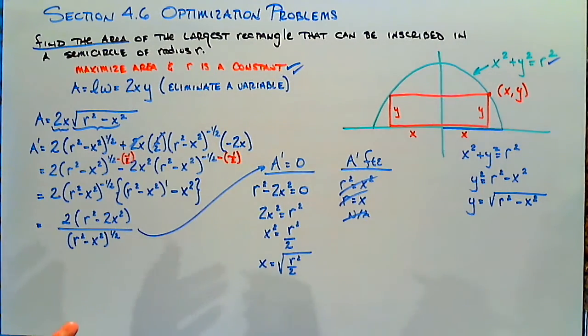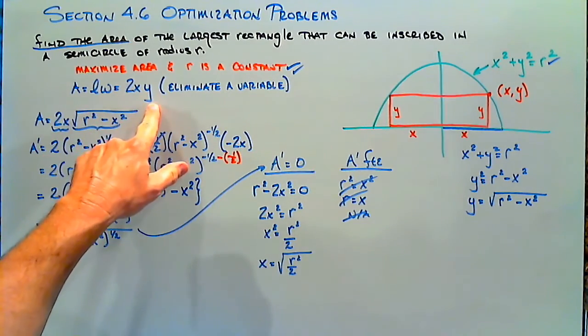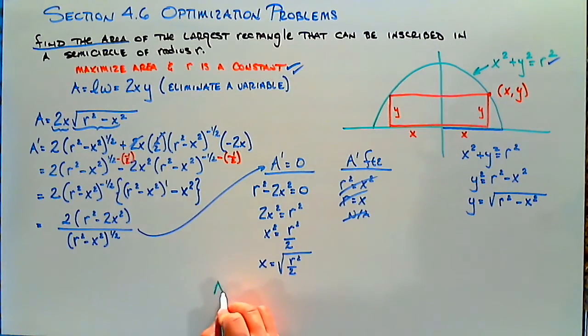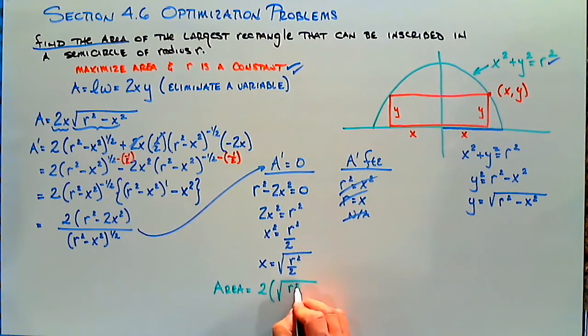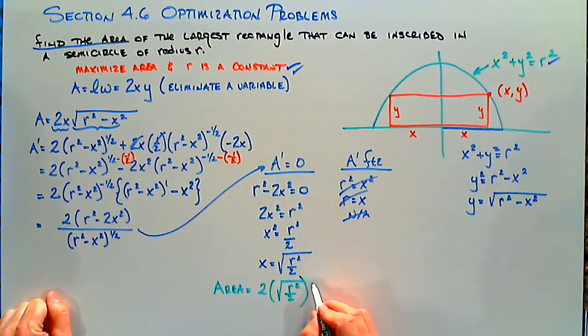Well, to find the area of the rectangle, we're going to use the formula, right? Now, we're not going to use this formula here necessarily. This formula has a y in it. We'll just use this formula. We have x here. So what are we going to get for our area, right? What is our area? It's root 2 times x, which is the square root of r squared over 2, right? I kind of got carried away there with that radical, didn't I? Times what? Times the square root of r squared minus x squared.